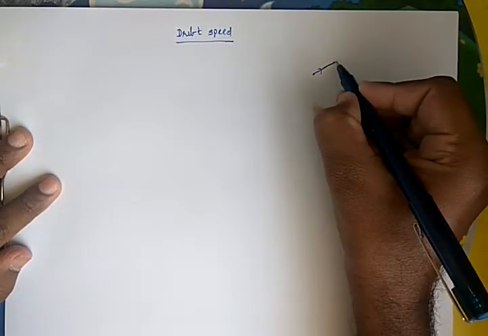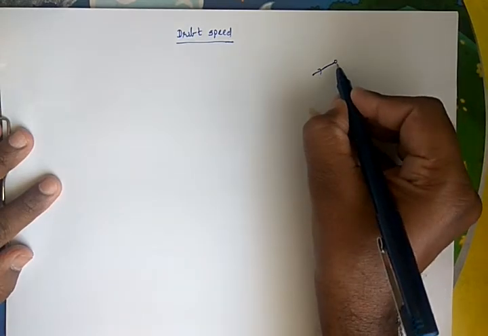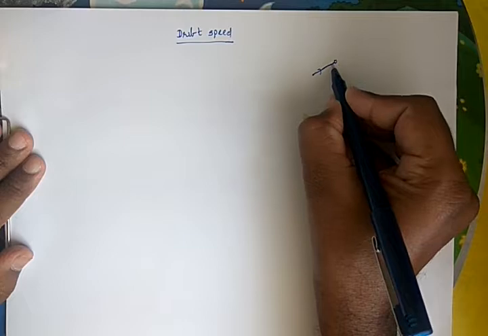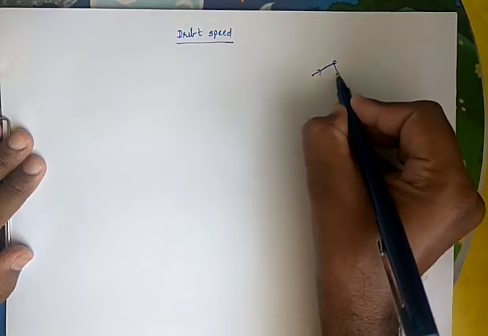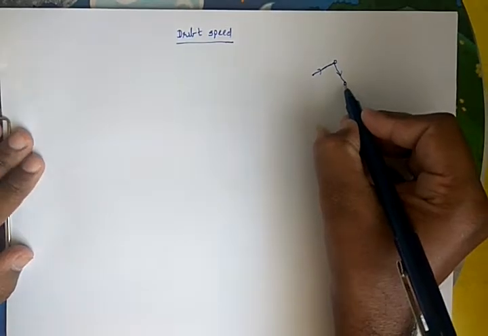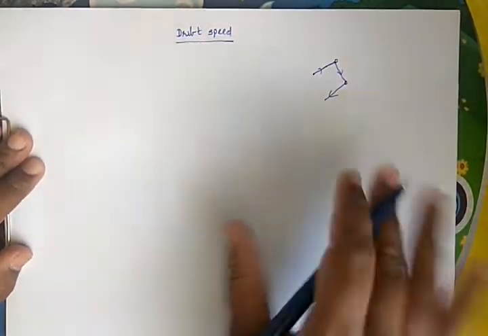Whenever it collides with a lattice point here, the electron deviates from its path. The electron will move in this direction, let us say. Again it may have a collision here. Once it has a collision, the electron may come back in this direction. So this is how electrons will be moving in all directions.